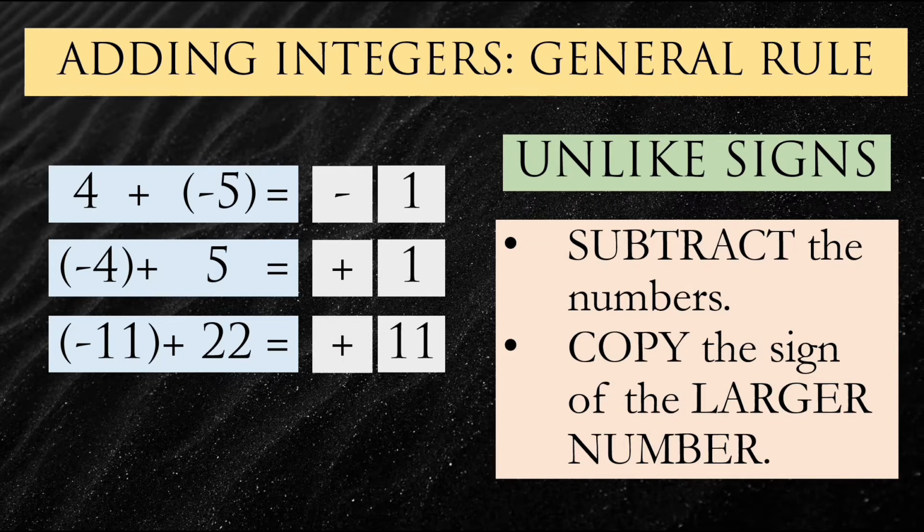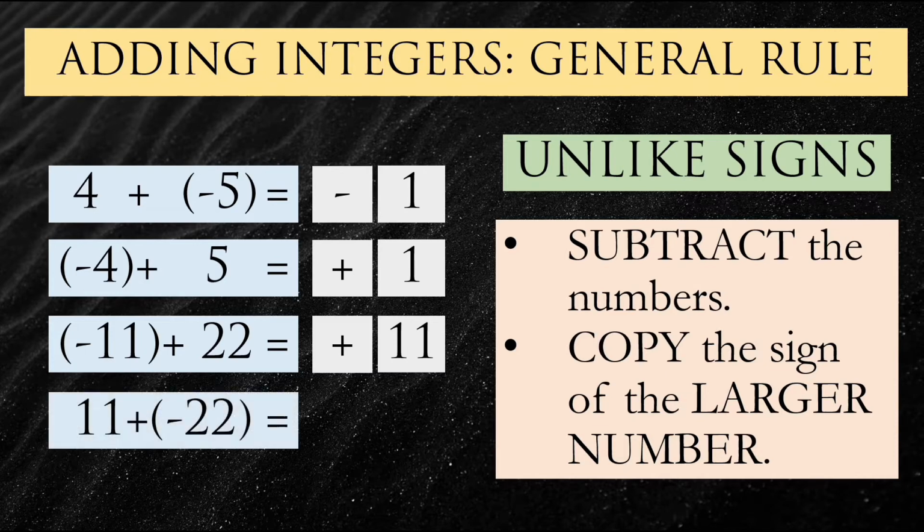Okay, one more example. Let's have 11 plus -22. So we're adding positive 11 and then -22, which are unlike. So again, subtract the numbers regardless of the sign. So 22 minus 11, you've got 11, and then copy the sign of the larger number. Between 11 and 22, 22 is larger, therefore we copy the negative sign or the minus sign. Our answer therefore is -11.